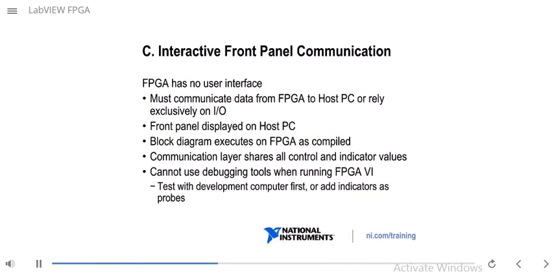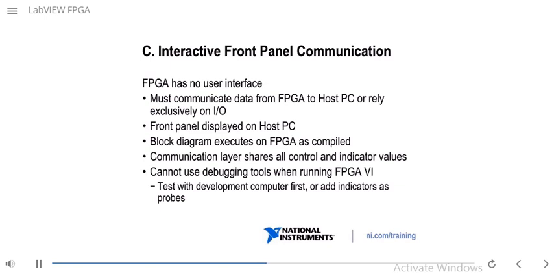When you're running an FPGA VI on the FPGA, you can't use any debugging tools because it's already executing on that FPGA hardware. So for debugging, you typically want to test your FPGA VI first on the development computer. Before you even compile it and send it to the FPGA, test it targeted at the development computer and make sure all your logic and algorithms are correct before you go through the trouble of compiling it and sending it to the FPGA.